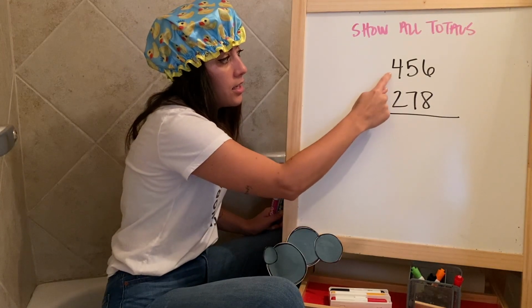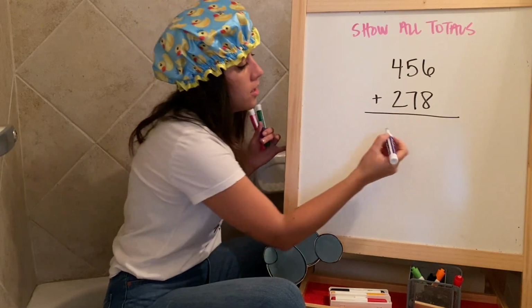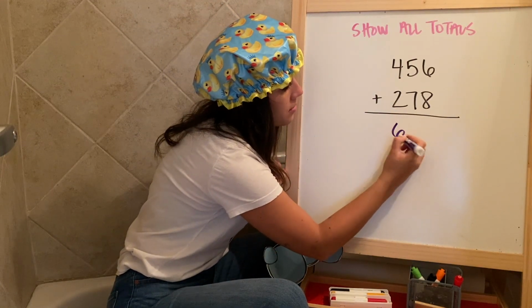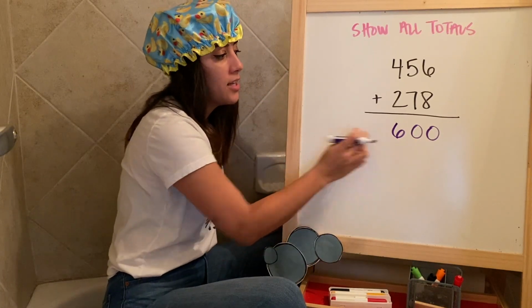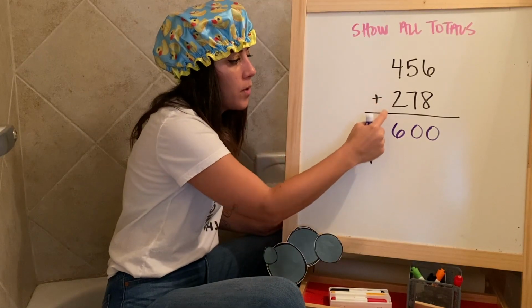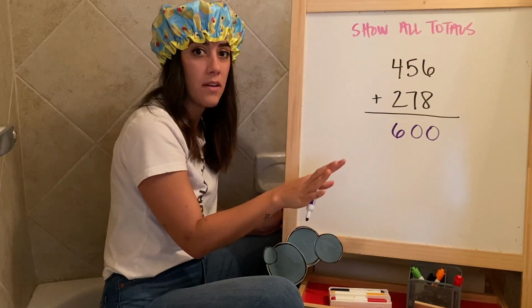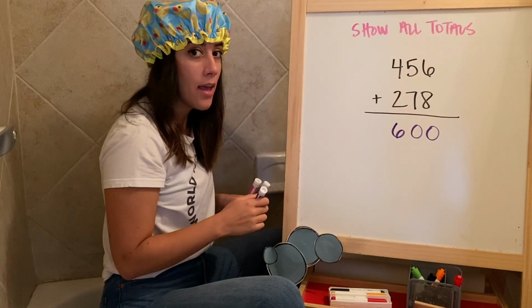Let's take the hundreds place. I have 4 and 2 in the hundreds place. So I know that that's going to be 600. 400 plus 200 is 600. I'm just showing less of my work, but I'm taking it one step at a time to make sure that I don't miss any of the numbers, okay? Then I'm going to go into my tens place.